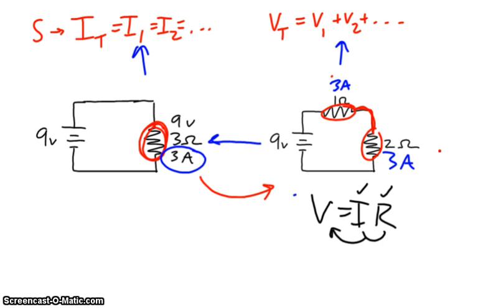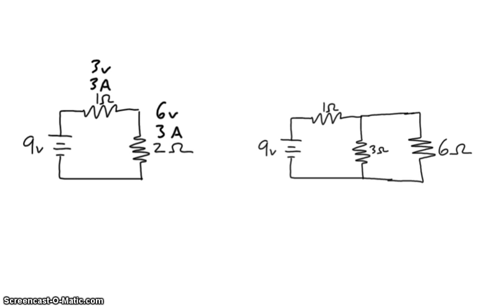So 3 amps and 1 ohm ends up giving me 3 volts. 2 ohms and 3 amps ends up giving me 6 volts. Okay, that's wonderful. Well, now that we have that, let's backtrack again. So we had this, and we came this way, right?